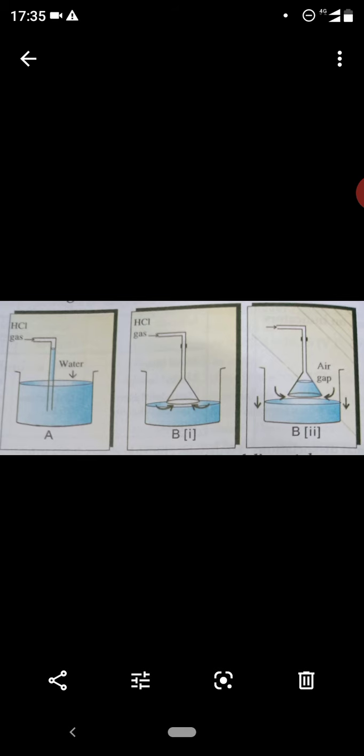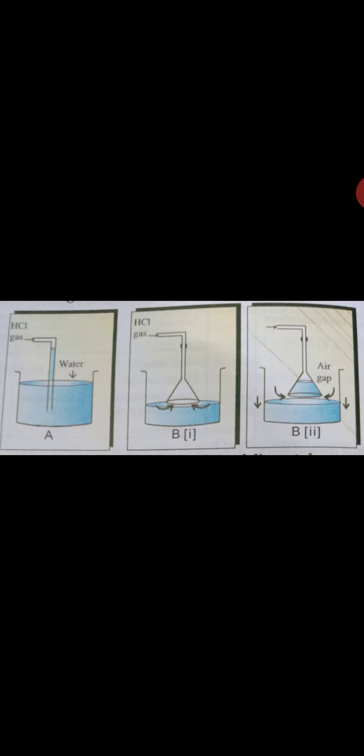You can see a gap is created. So due to this gap, you can see the atmospheric pressure now acts from above, and it pushes the water back into the trough. Due to which water cannot go back to the hot flask. This is how back suction is being prevented. Got it? And this is called the funnel arrangement.